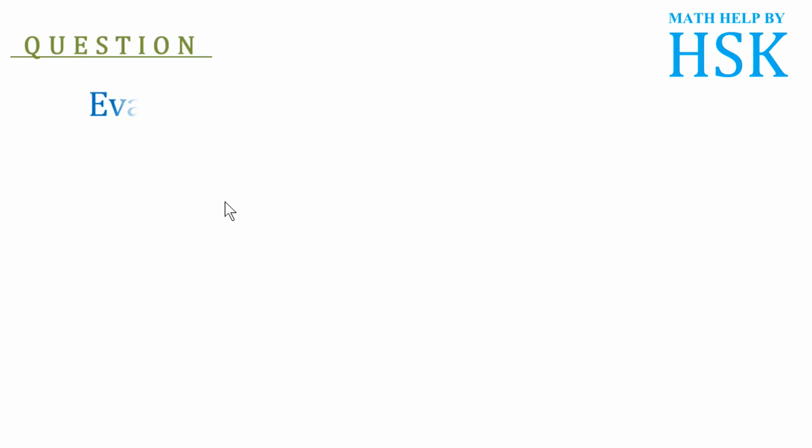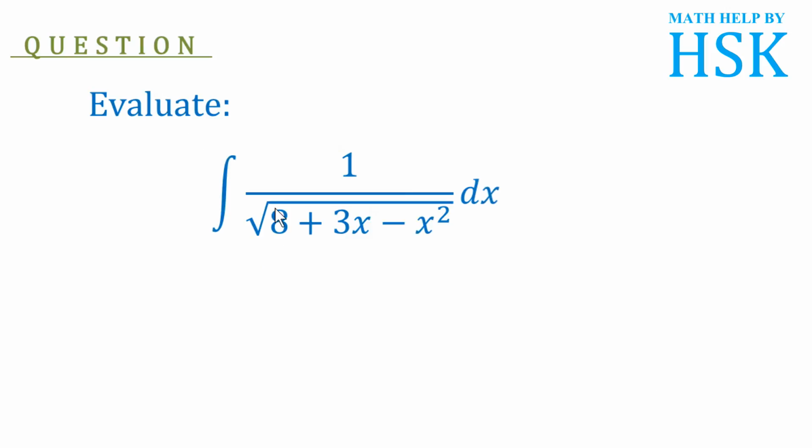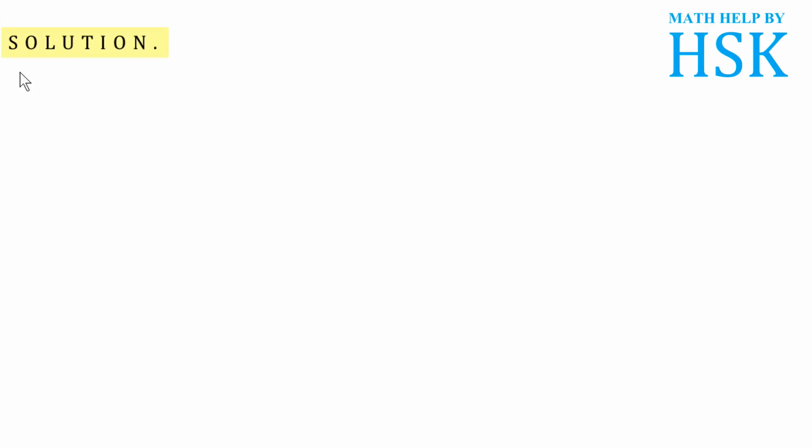The question is like this. Evaluate the value of the integral of the function 1 upon the square root of 8 plus 3x minus x square with respect to x. Now to solve this question, first of all, on observing the given integral, we see that it is in the form of a constant term upon the square root of a quadratic expression.